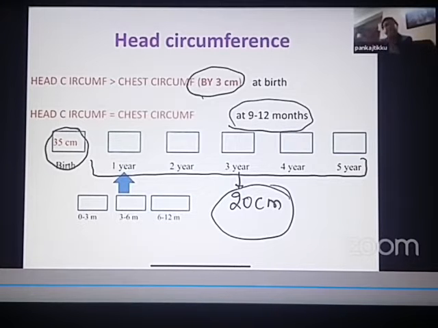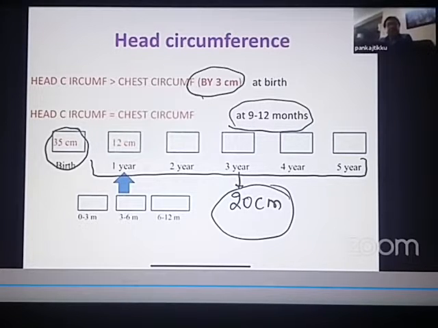Total from birth till 5 years, that is in the first year, in the second year, in the third year, in the fourth year, in the fifth year, a total increase of 20 centimeters in head circumference occurs. So starting from the head circumference at birth, which is 35 centimeters, how much increase occurs till the adult head circumference is achieved? It is 20 centimeters. Let us see how this 20 centimeter increase occurs.